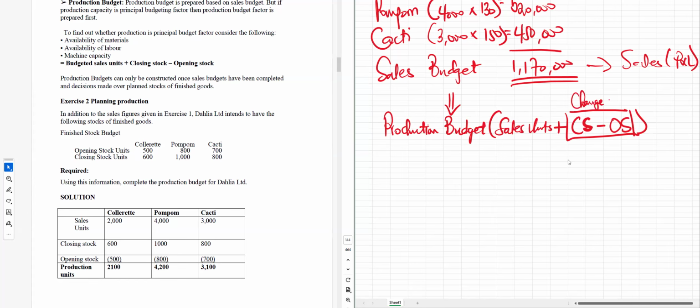Sometimes the question will intentionally give you the change in stock. And this change in stock is simply your closing stock minus opening stock. So in that case, all you have to do is take the sales units and add the change in stock to it. Sometimes they give you the closing stock and opening stock, and sometimes they just give you the change in stock. So you take the sales unit and add your change in stock to it. You get the idea? That is it.